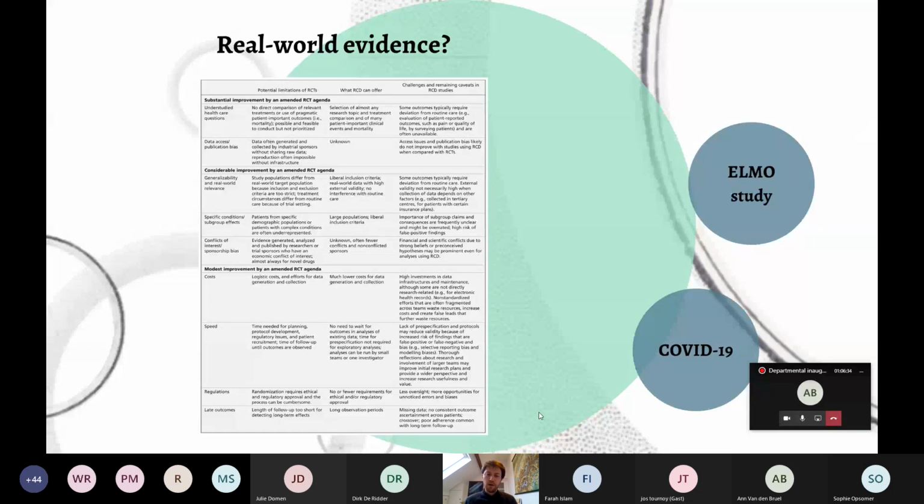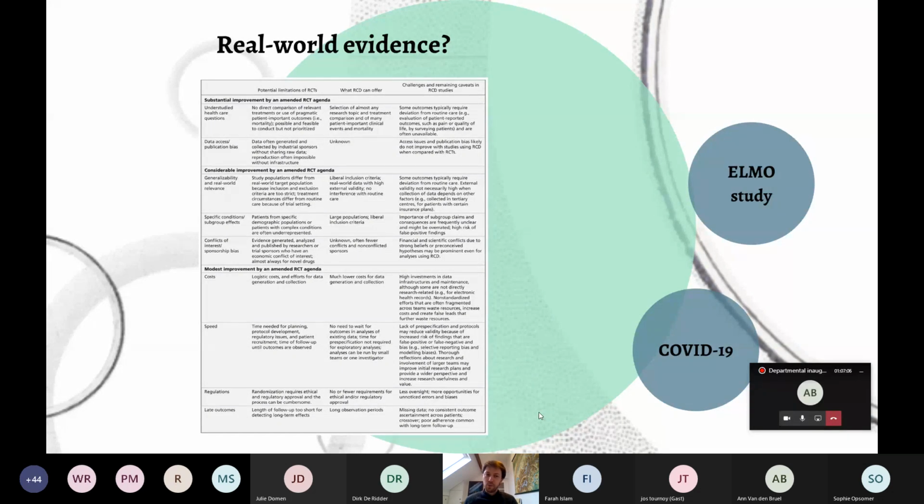This is a table from a review by the people working with John Ioannidis, where he propagates very strongly on using routinely collected data as data analysis or outcome collection, because it has some important opportunities. The outcomes that you're collecting, because they're rooted in routinely collected data, are often a lot more relevant to patients.